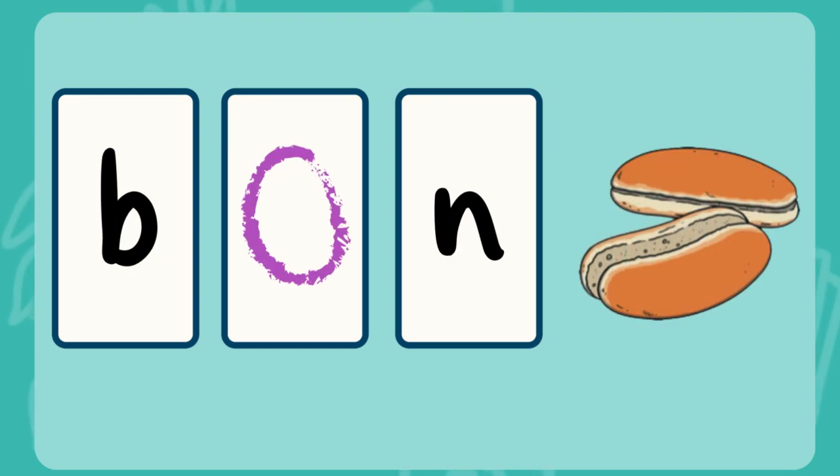In the picture, I see that this word should be bun, but I'm missing that middle letter. I only have the letters B and N. Let's say that word bun again. I'm missing the middle sound. What letter makes the sound? U makes the sound. Let's blend that out together. Ready? Bun. Bun. Nice work. Let's keep blending.